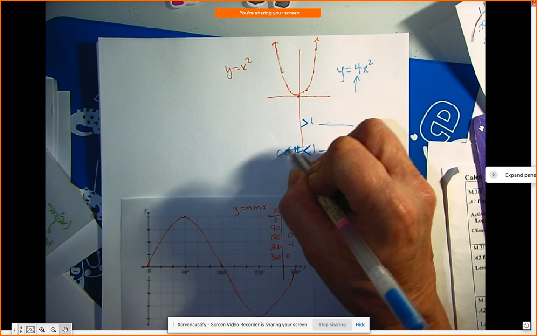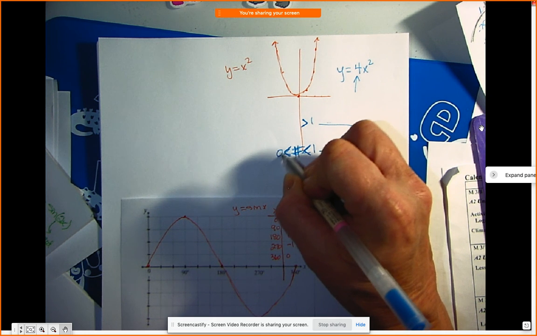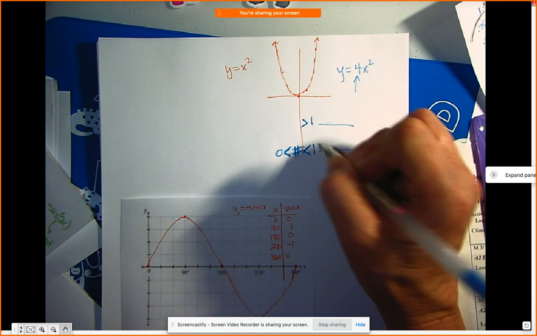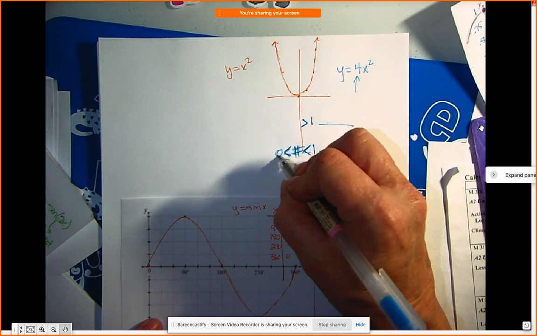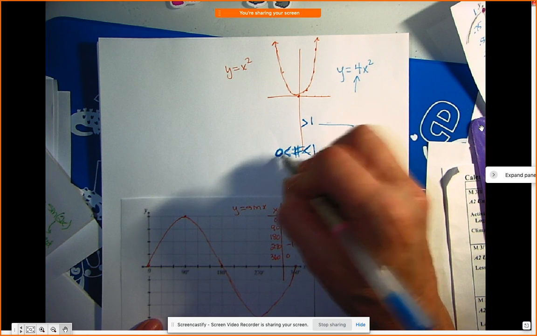Free homework. IHOP right here. You can earn an IHOP. What are the 2 words I'm looking for?